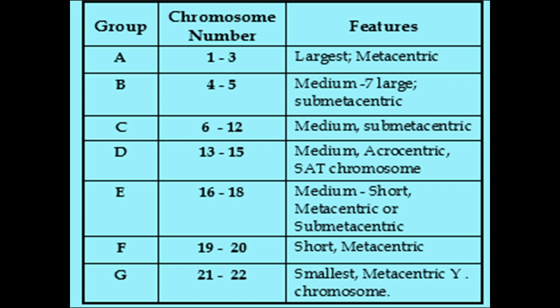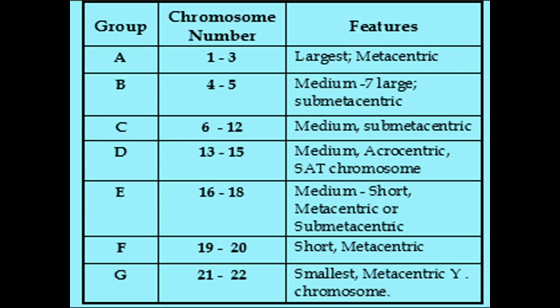position, grouped from group A to group G. That is, chromosomes number 1 to 3 are the largest and metacentric, and group B has chromosomes 4, 5, that are medium sized, large and submetacentric. And if we take the chromosomes under group C, it is 6, 7, 8, 9, 10, 11, 12, that are medium and submetacentric.